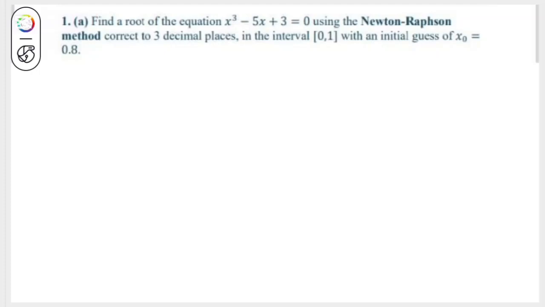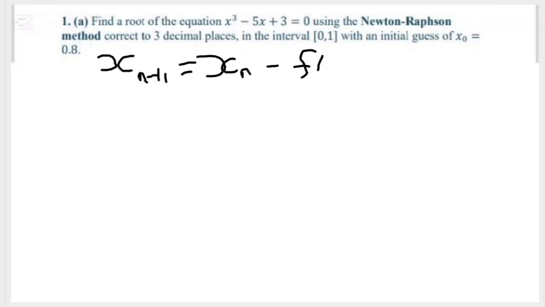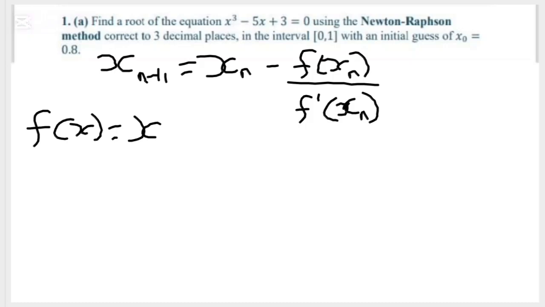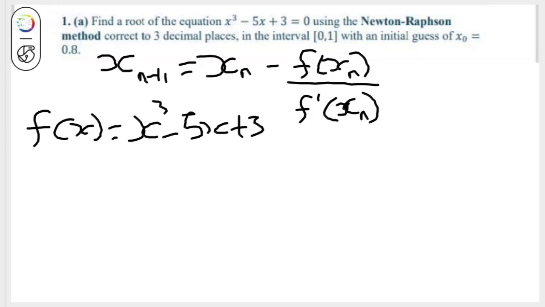So we are going to write the formula for the Newton-Raphson. So the Newton-Raphson formula, which is x of n plus 1, it is the same thing as x of n minus the function of x of n divided by the derivative of it, which is f prime of x of n. So I'm going to say the function, which is f of x, it is the same thing as x cubed minus 5x plus 3.